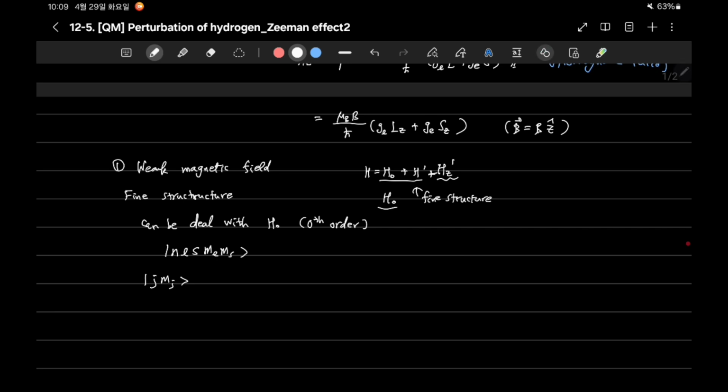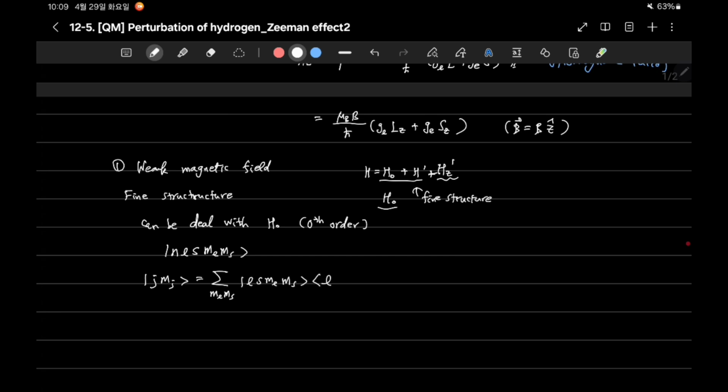So here J is the total angular momentum, and MJ is the corresponding magnetic quantum number. So it is a coupled basis, and the coupled basis can be expanded in terms of the uncoupled basis. In general, these coupled bases can be expanded like uncoupled bases, as a summation over ML and MS.